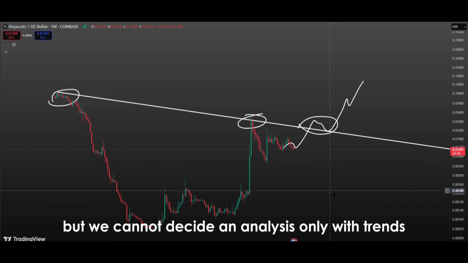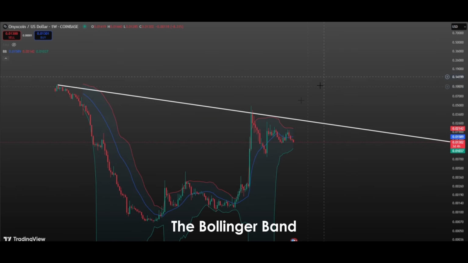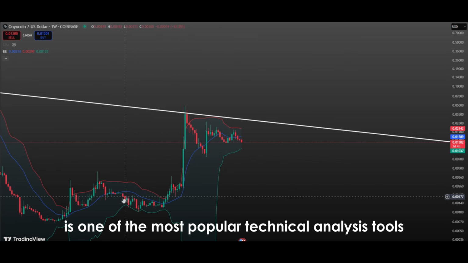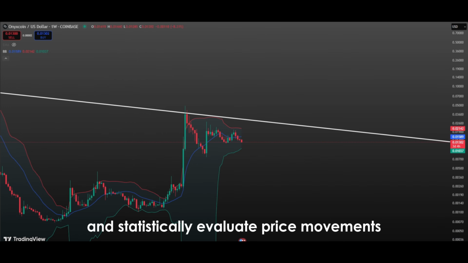But we cannot decide an analysis only with trends, so let's look at the other metrics as well. Keep watching. The Bollinger Band is one of the most popular technical analysis tools used to measure market volatility and statistically evaluate price movements.